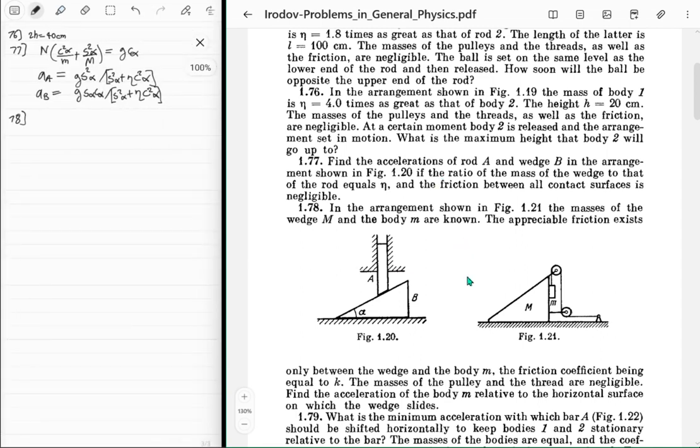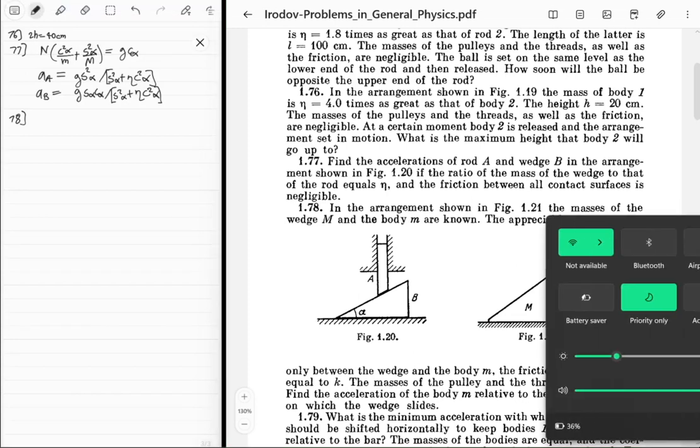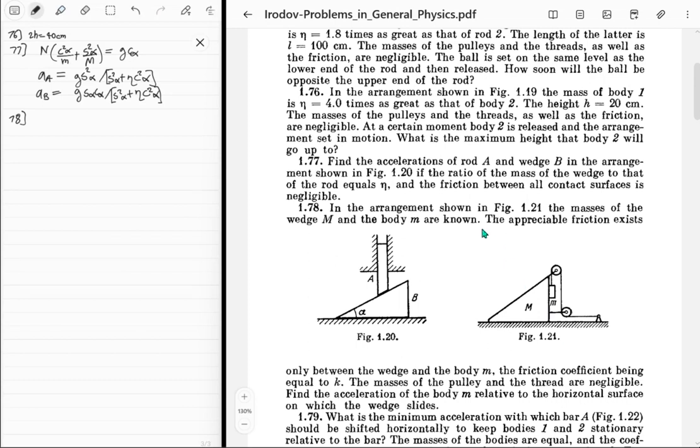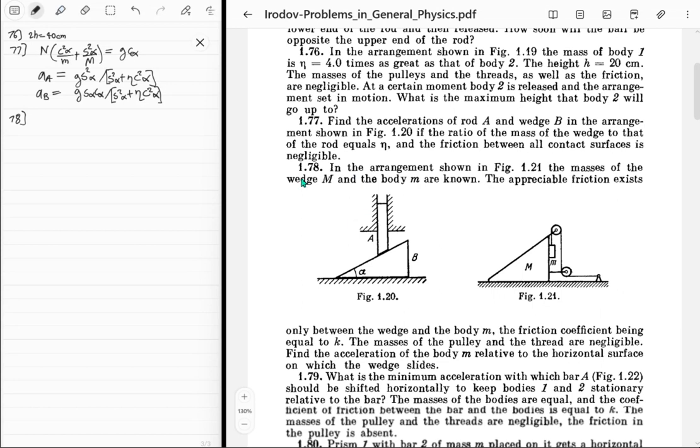In the arrangement shown in the figure, what? How much charging? Yeah, quite a lot of charging. Okay, this has no charging. 37%. Fine, we can go 2 more questions. Let's do it. So 78.